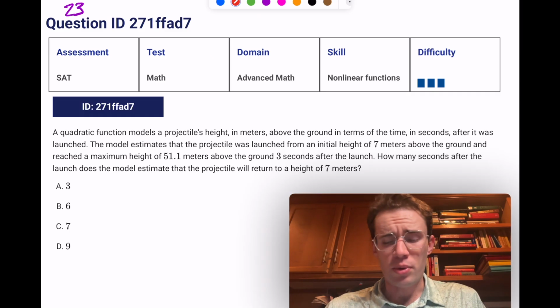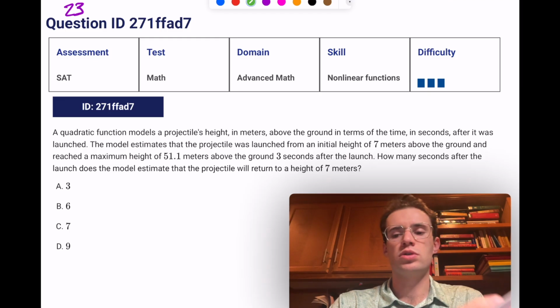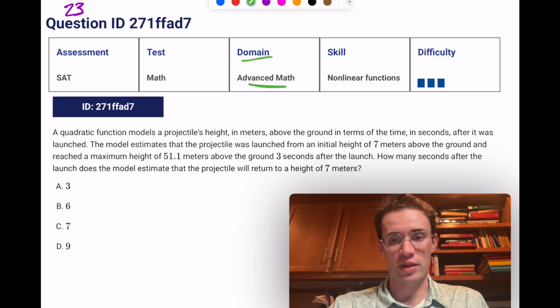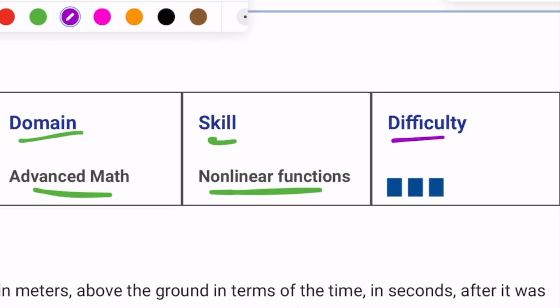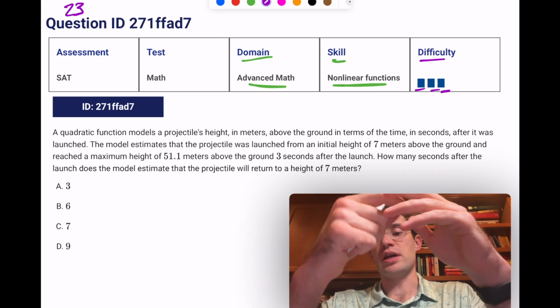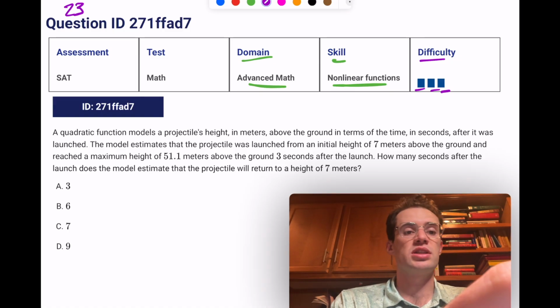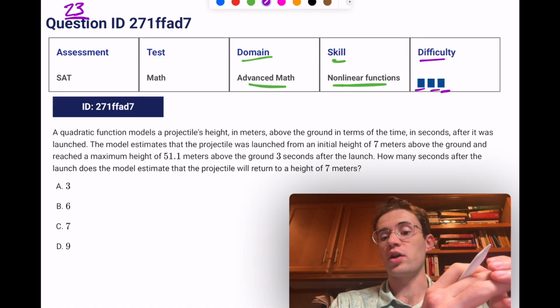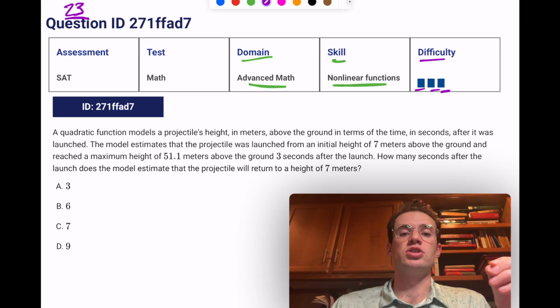When I say 23 through 44, we're just talking about when you populate all of the hard questions under the domain advanced math and the skill nonlinear functions with a difficulty level of 3, then it will provide them in a specific order. If you download all of those, there are 88 questions. This is starting from the 23rd of those sequentially, going to the 44th.